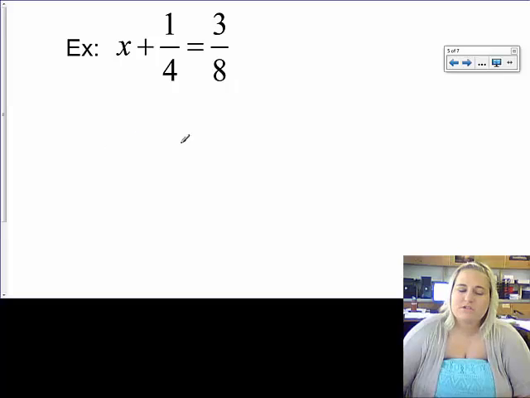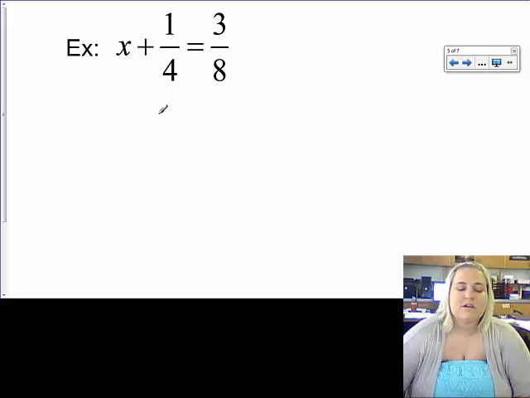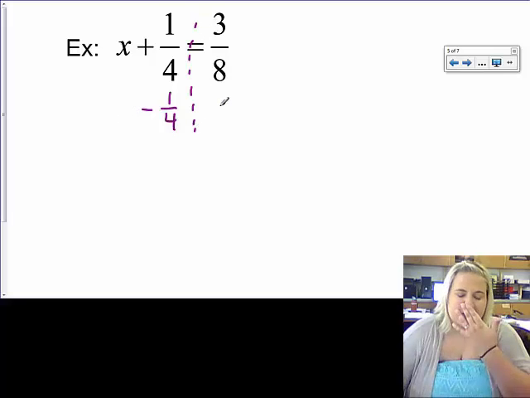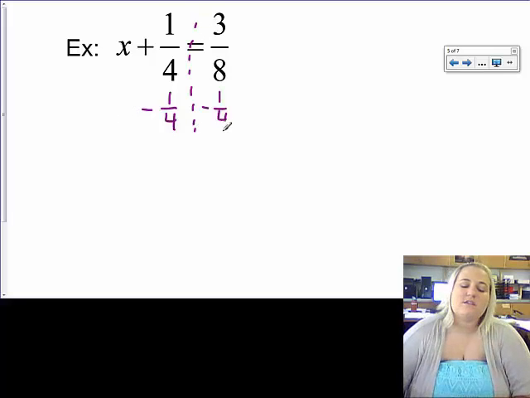On this one, fractions work the same way as whole numbers do. We're going to do the exact same process. So I have x plus 1/4 equals 3/8. To get x by itself, I have to do the opposite, so I'm going to subtract 1/4. What I do to one side of the equal sign, I must do to the other side. So I'm going to subtract 1/4 from over here.